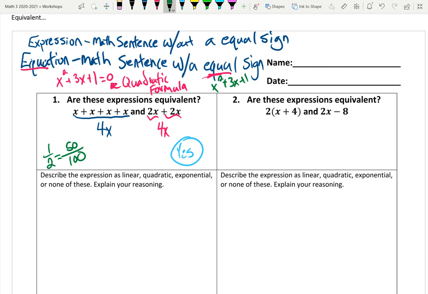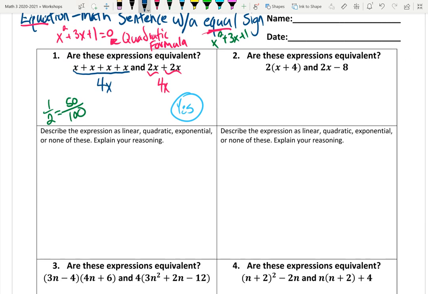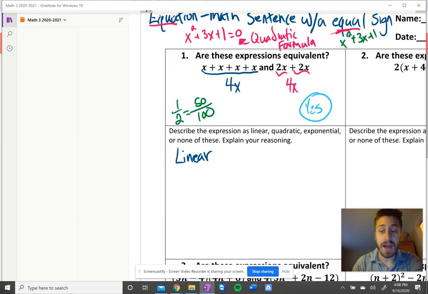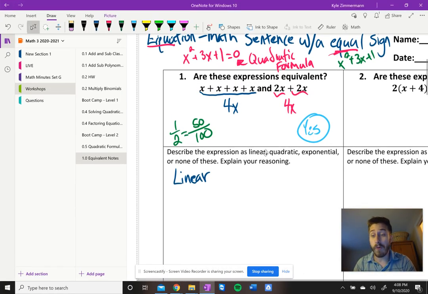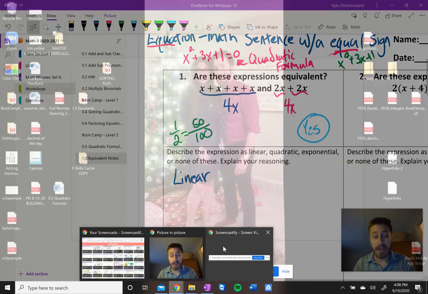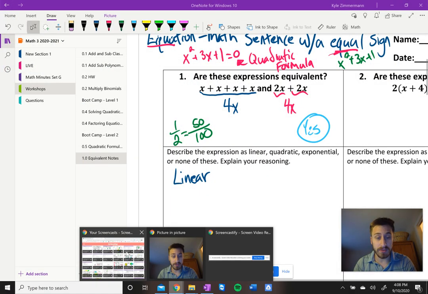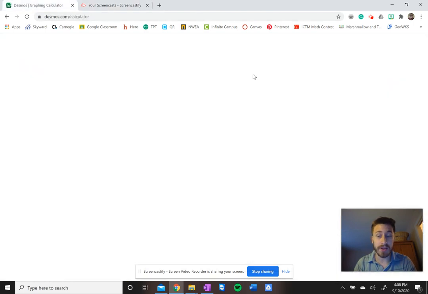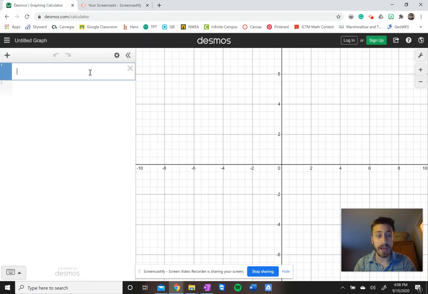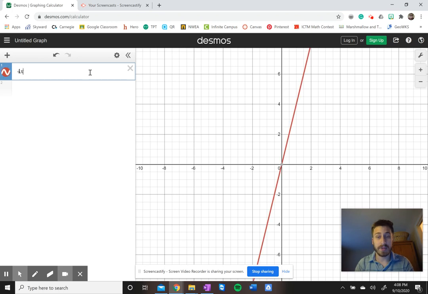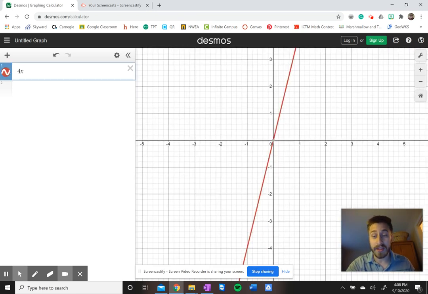Now, this is where we're going to go ahead and review. This is going to look like linear, and we're going to look at it, but I want to take the opportunity to go ahead and just graph. With technology, I can simply plug in 4x. I'm going to use Desmos, and I'm going to show you how easy it is. So in Desmos, I'm going to just type in 4x. Voila. Here's my expression being graphed as if it was an equation, and I see it's definitely a line.